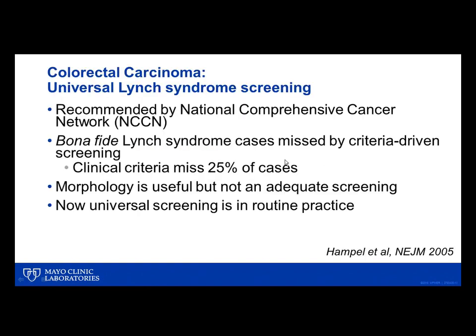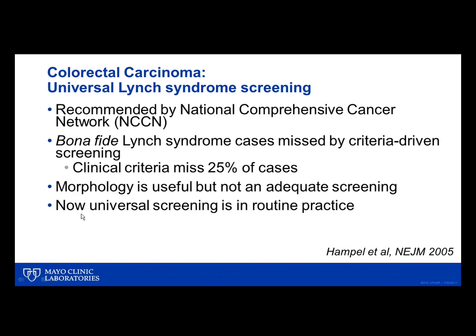With that backdrop, I'm going to turn now to molecular testing in colon cancer. The National Comprehensive Cancer Network, the NCCN, recommends universal Lynch syndrome screening. The data supporting that are many, but one key piece of evidence is that bona fide patients with Lynch syndrome are missed if you only use criteria-driven screening. Clinical criteria and research-based criteria like the Amsterdam criteria will miss 25% of patients who truly have Lynch syndrome. Morphology, of course, is useful, but it's not an adequate screen because by morphologic criteria alone, we will miss cases of bona fide Lynch syndrome.